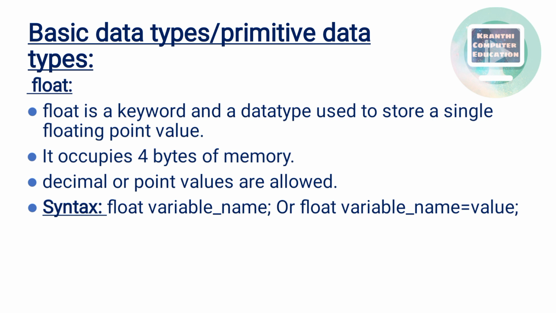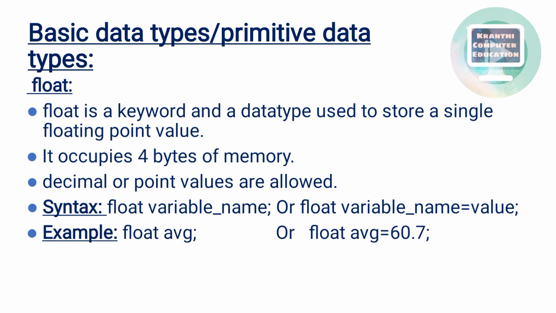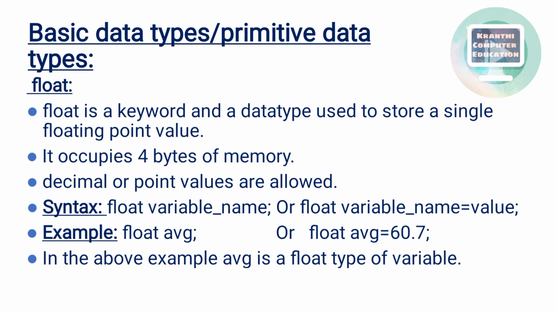Syntax to use the float data type is float space variable name. The second syntax is float space variable name equals to value. Let us see the examples for these two syntaxes. Float average. The next example is float average equals to 60.7. Here 60.7 is a number which has decimal values, point values. So this number comes under floating point value. In the above example, average we just wrote in shortcut AVG, but it is actually average. Average is a float type of variable.